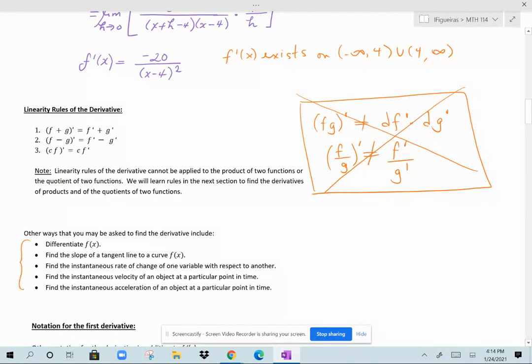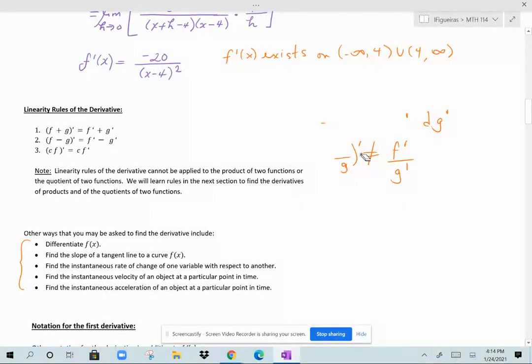You might see the directions: differentiate, find the slope of a tangent line to a curve, find the instantaneous rate of change of one variable with respect to another, find the instantaneous velocity of a particle at a particular point in time, so at a single time value, or find the instantaneous acceleration of an object at a particular point in time. So all of these would mean to find the derivative.